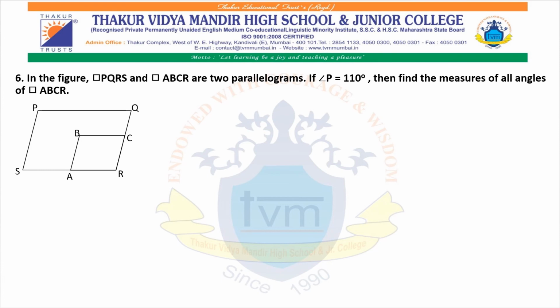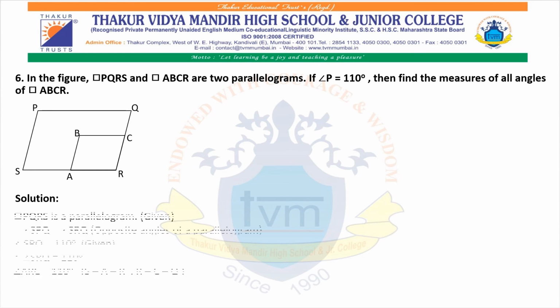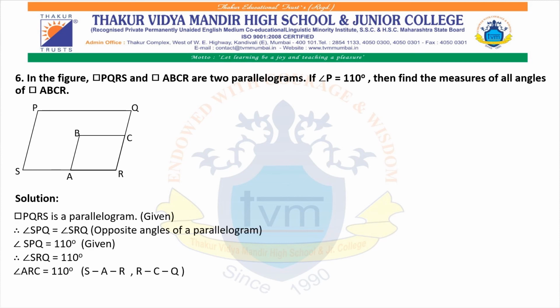Question 6. In the figure, quadrilateral PQRS and quadrilateral ABCR are two parallelograms. If angle P is equal to 110 degrees, then find the measures of all angles of quadrilateral ABCR. Solution. Quadrilateral PQRS is a parallelogram, that is given. Therefore, angle SPQ is equal to angle SRQ, opposite angles of a parallelogram. Angle SPQ is equal to 110 degrees, that is given. Therefore, angle SRQ is also equal to 110 degrees. Angle ARC is equal to 110 degrees.